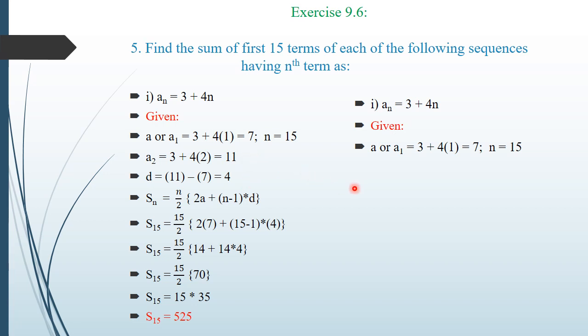I'll just modify the main formula, this formula, in the next manner. That is, the 15th term I'll calculate directly. Okay, the last term, the 15th term, a15, is equal to 3 plus 4 into 15, that is 63, I'll be getting.